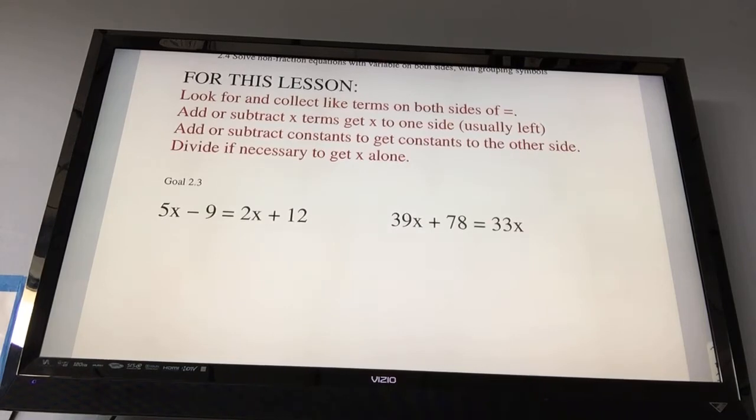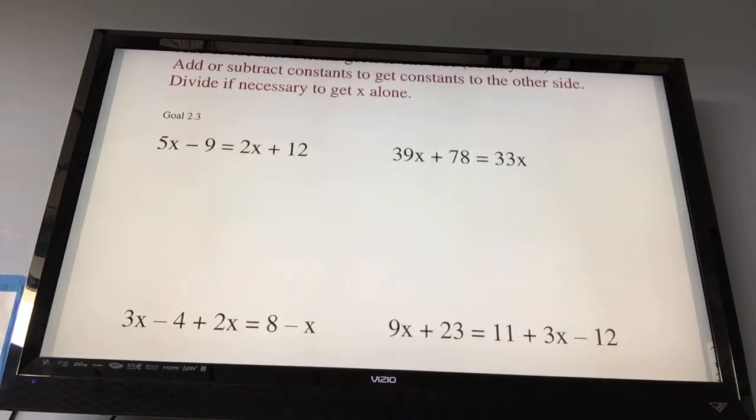So first, you're going to look for and collect like terms on both sides of equals, if that happens. Sometimes there's not. You're going to add or subtract to get x to one side, usually the left, add or subtract to get constants to the other side, usually the right, and then divide if necessary to get x alone. So one additional step from what we've seen, okay?